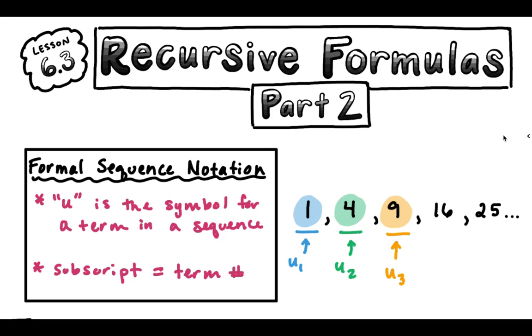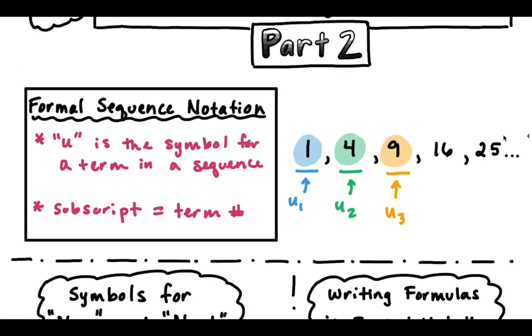Okay, so that's how we name particular terms with a symbol, u and then the subscript with the number. If I said, what is u sub 100, I would be asking you, what's the 100th term in this sequence? So if you kept going out 100 terms, what would that be? Okay, so that's the first part.